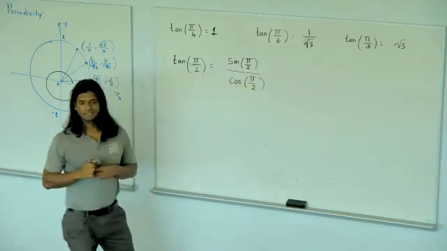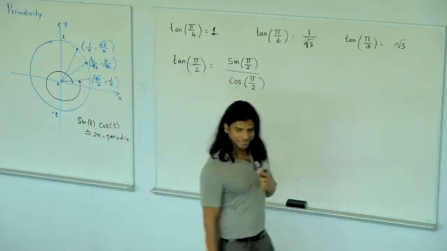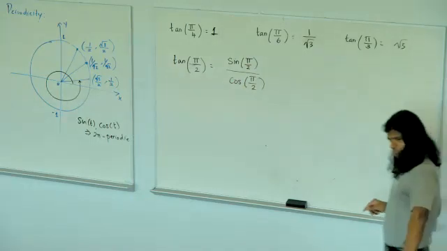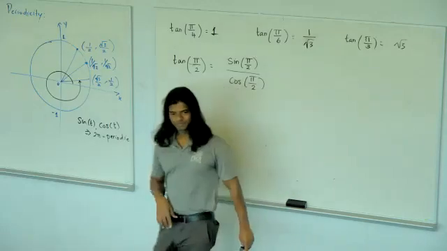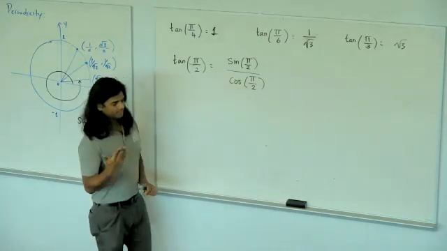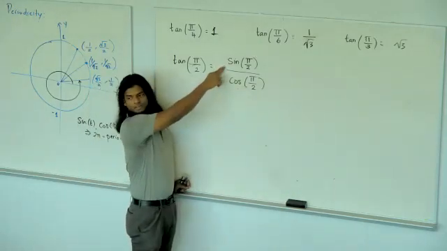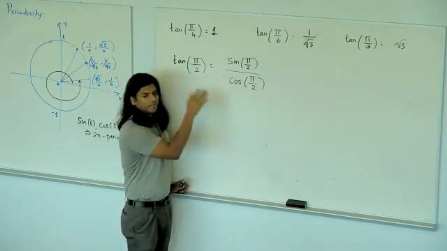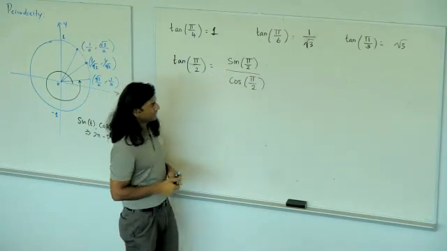What is the answer? You can use your calculator. So, what do you get? You should get an error. Why? Sine pi over 2 is 1. Cosine pi over 2 is 0. 1 over 0. Take note there.